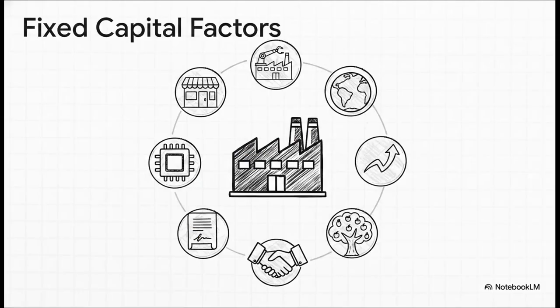So let's just take a quick breath and review what we've covered. We have the nature of business, scale of operations, choice of technique, technology upgradation, growth prospects, diversification, method of acquiring assets, and collaboration. I highly advise you to take a mental snapshot of this list, or literally pause and screenshot it right now, because these 8 points are absolute gold for your board exams.